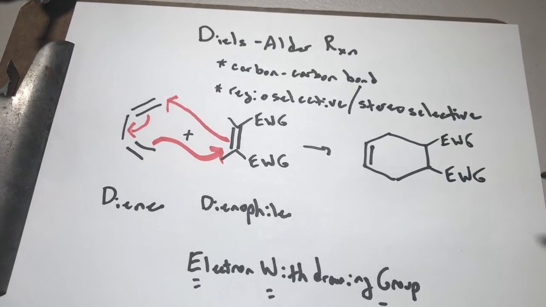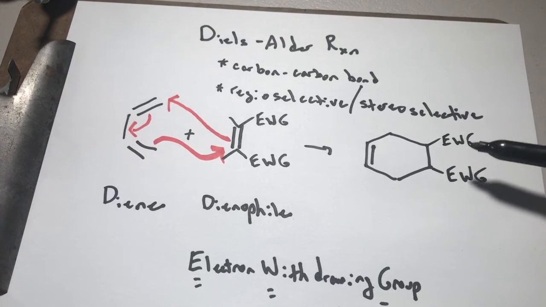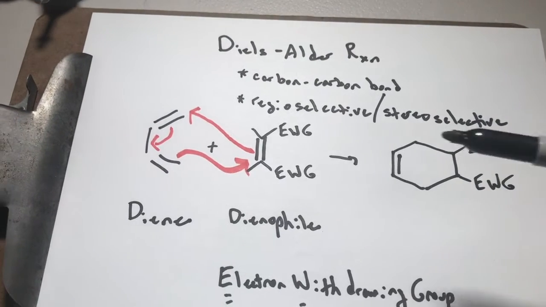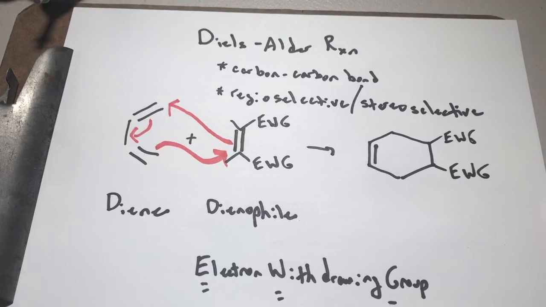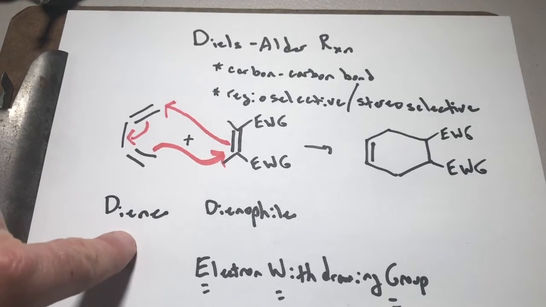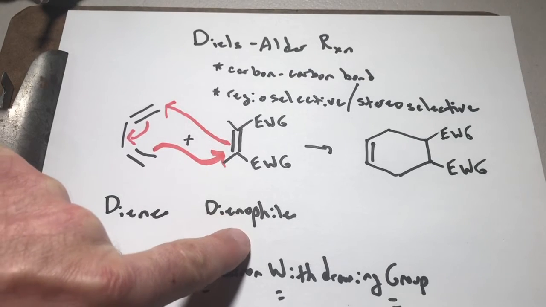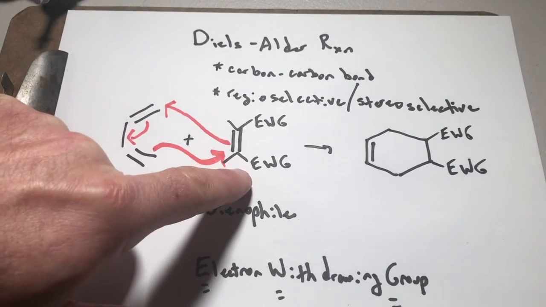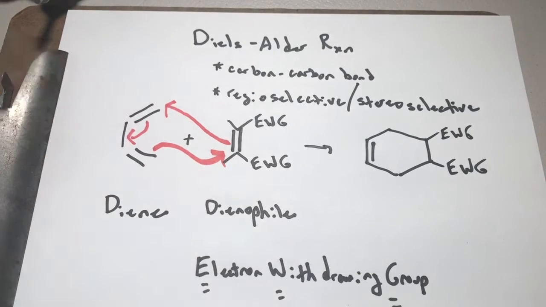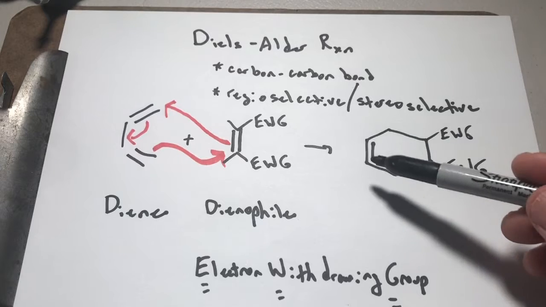And when we start talking about the stereoselectivity, we'll find out that those electron withdrawing groups have to be oriented in a really particular way. So keep in mind, this is the minimum of what's required in a Diels-Alder reaction. You need to have a diene of some sort, you need to have a dienophile of some sort, and there has to be some sort of electron withdrawing group on at least one of these carbons. And then we form this 6-membered ring.